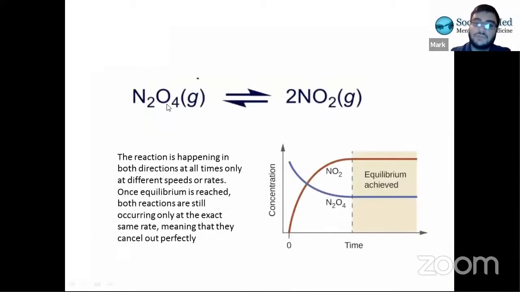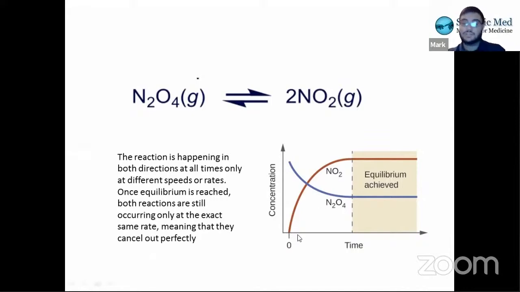So for example, here, N2O4 turning into 2NO2. And it has the double arrows, which signifies it's at equilibrium. So the reaction is happening in both directions at all times. Even at the very start, when you just put N2O4 into an empty container that has nothing in it, the N2O4 will be converted to 2NO2 at a very fast rate. But as soon as it's converted into 2NO2, some of that 2NO2 will start getting converted back into N2O4, just at a much lower rate, until you reach equilibrium, in which case they will happen at the same rate.